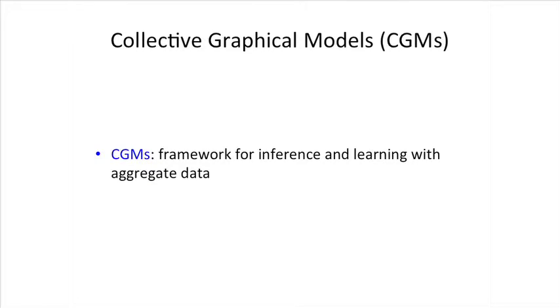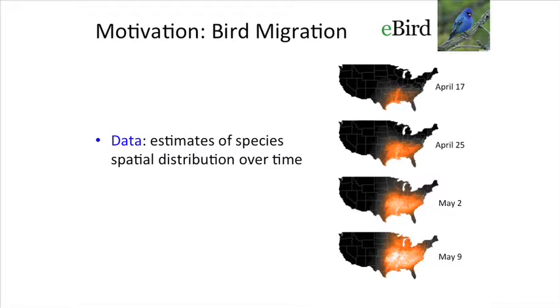Okay, so what are collective graphical models? Collective graphical models are a framework for inference and learning with aggregate data. And they were motivated by this problem that I showed first, learning about bird migration. Okay, so here's the motivation.